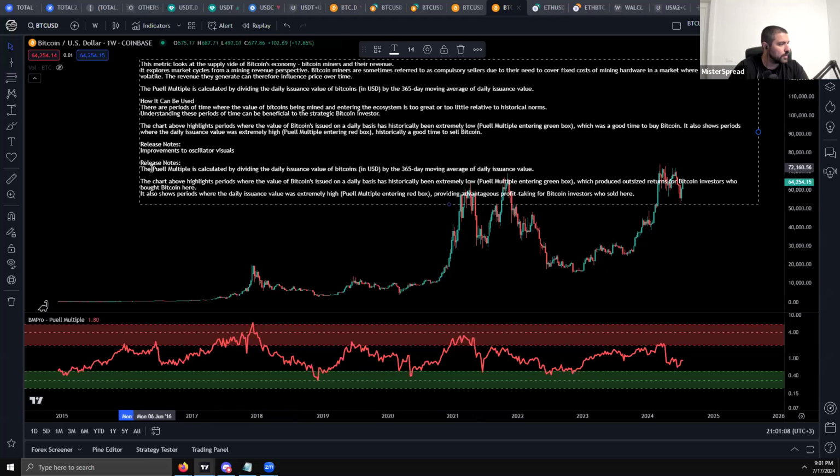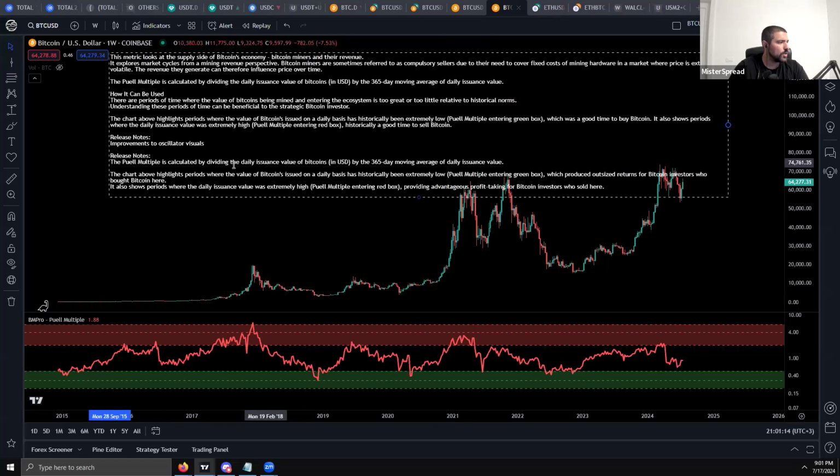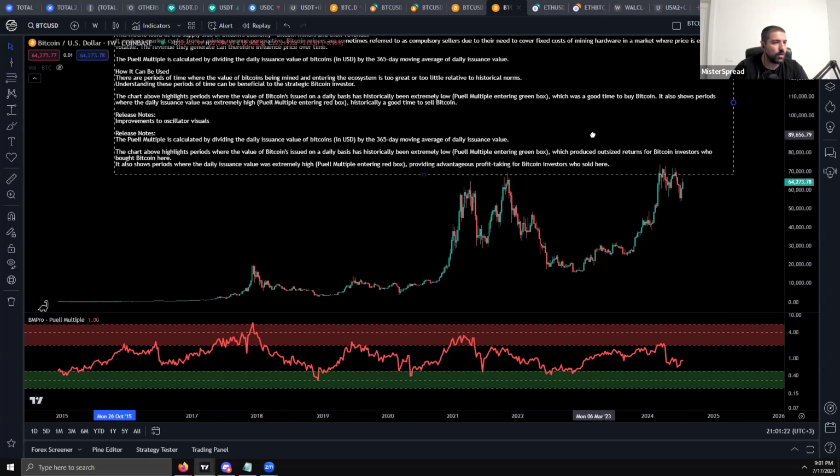Okay, these were the release notes. So how it was calculated: the chart above highlights periods where the value of Bitcoin issued on a daily basis has historically been extremely low, like we just said in the green box, or extremely high, as in the red box.